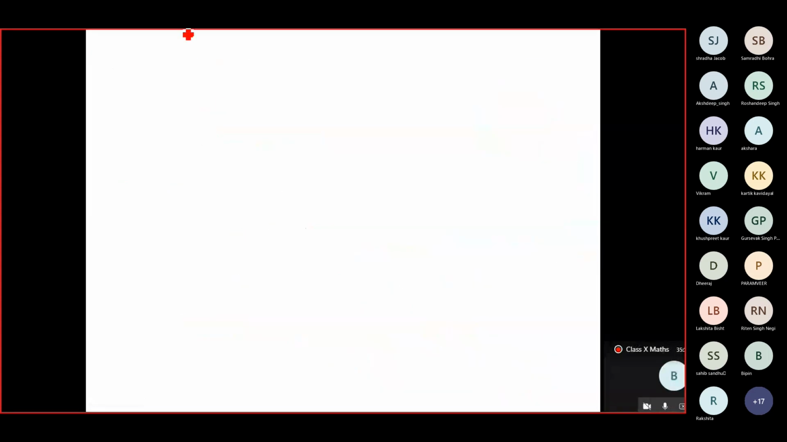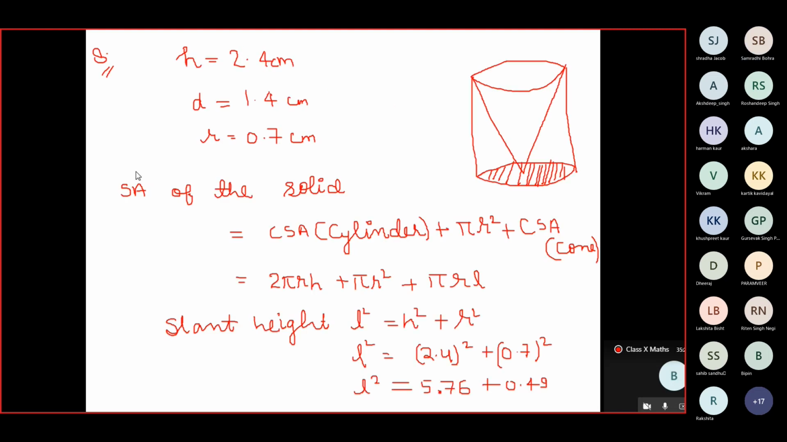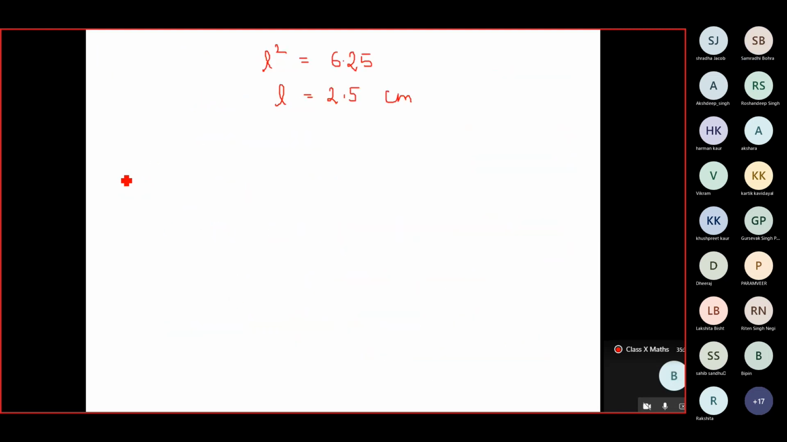How much will it give as the value? L square is equal to 6.25. As you find the value of L, 6.25 is the square of 2.5, so the square root will be 2.5 centimeter. Now let us come back to the surface area of the solid.